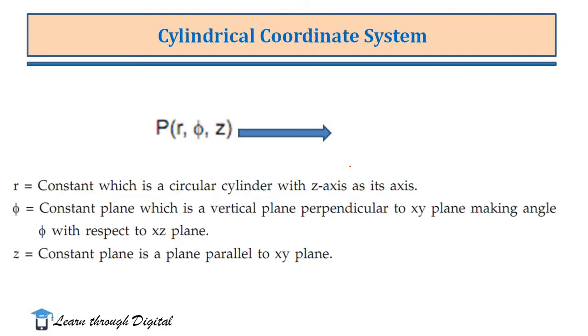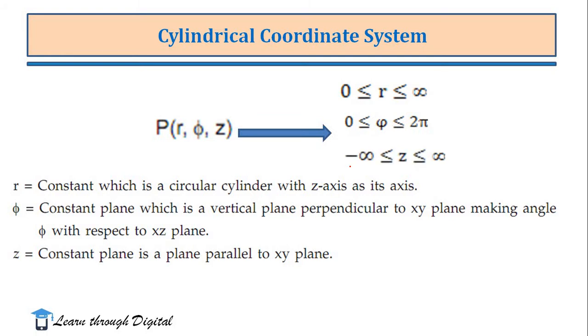In the cylindrical coordinate system, the coordinate points are r, phi, z. The range of variables for the coordinate r is 0 to infinity, phi is 0 to 2 pi, and z is minus infinity to plus infinity.